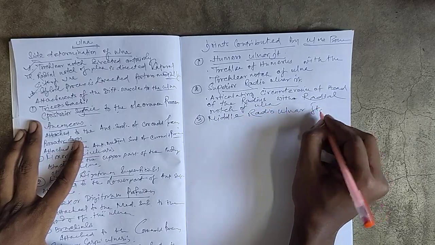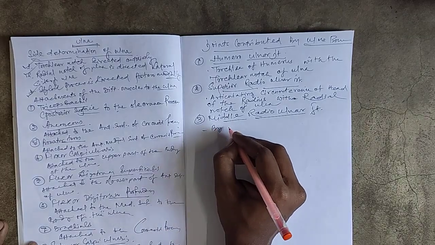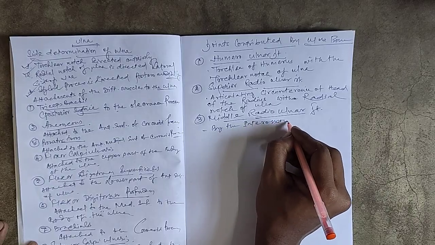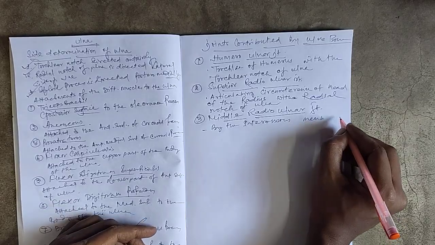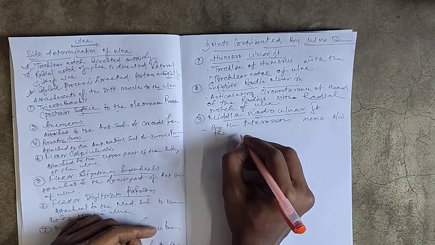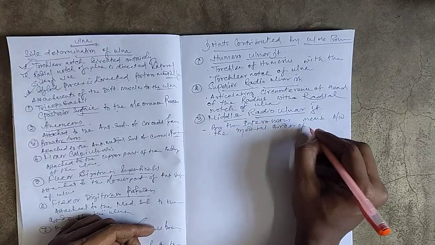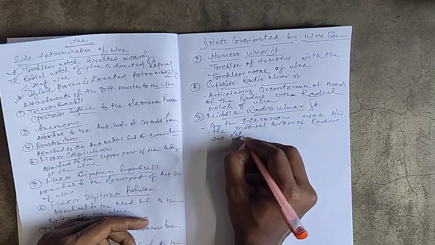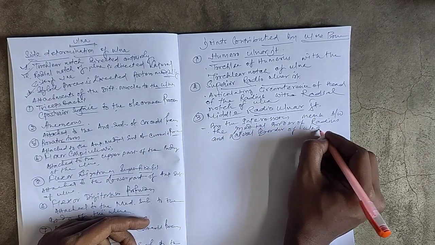Number 3, that is the middle radioulnar joint. It is formed by the interosseous membrane between the medial border of the radius and the lateral border of the ulna.